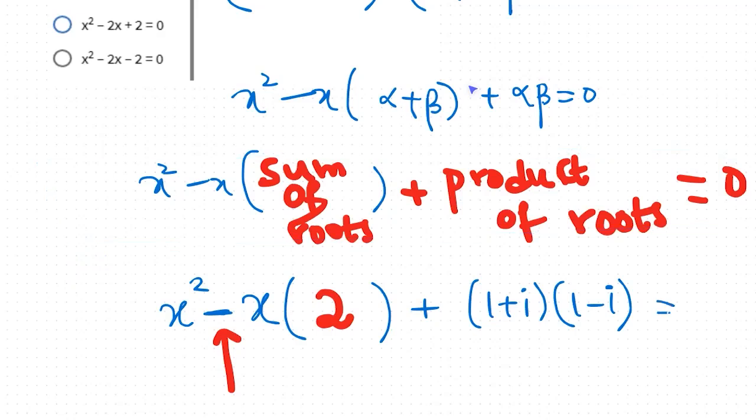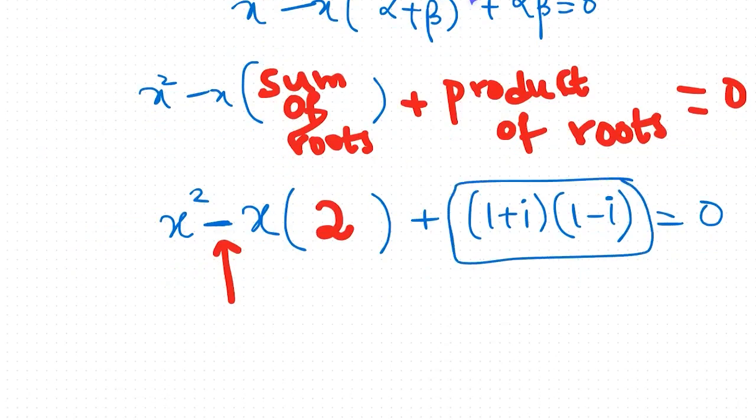And the product will be 1 plus iota into 1 minus iota. So the product is sum into difference, plus and minus, so it will be 1 square minus iota square. 1 square is 1, and minus iota square is plus 1, so 1 plus 1 is 2.